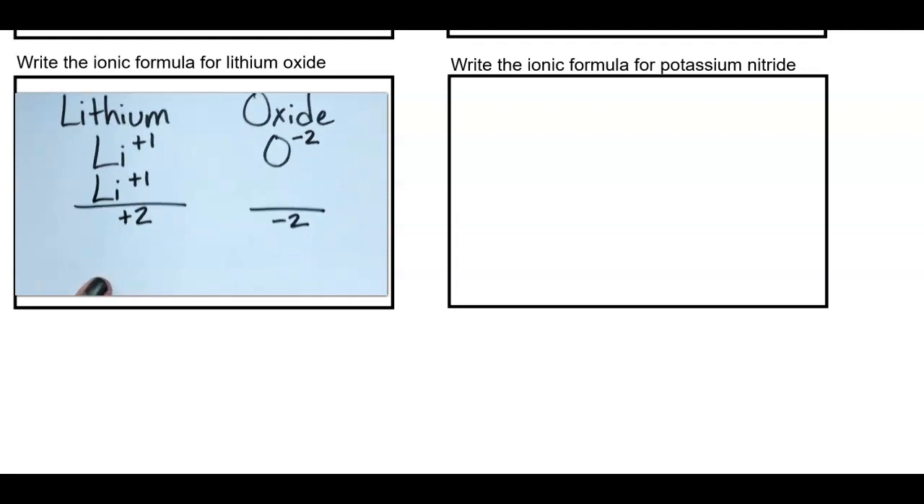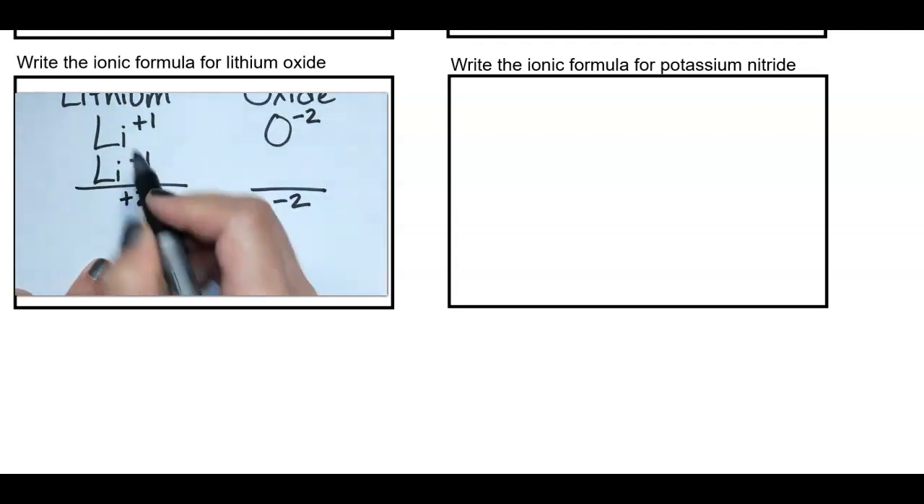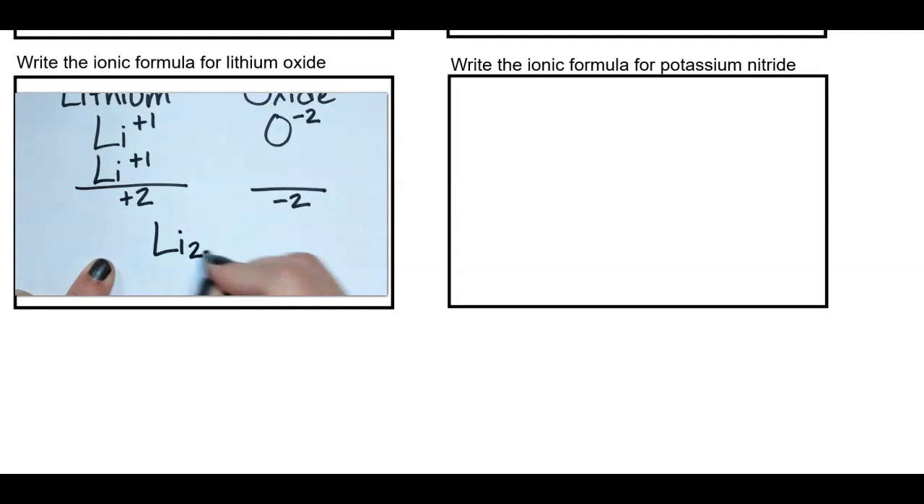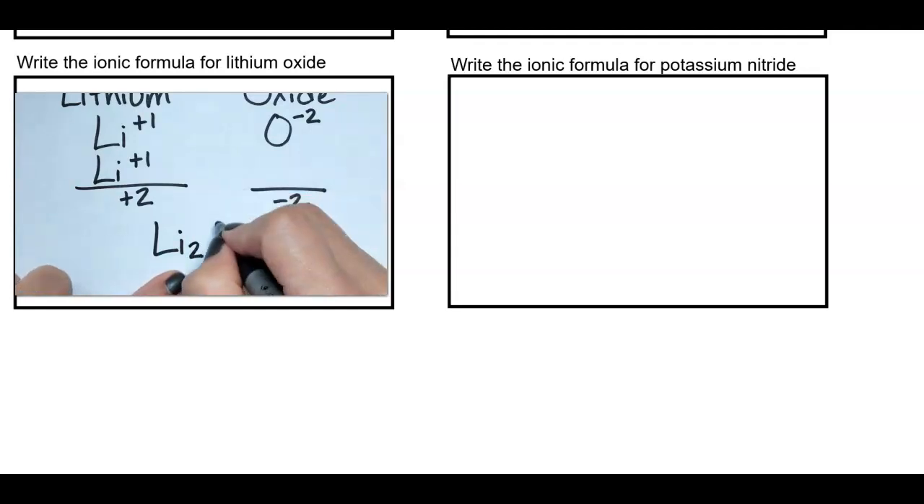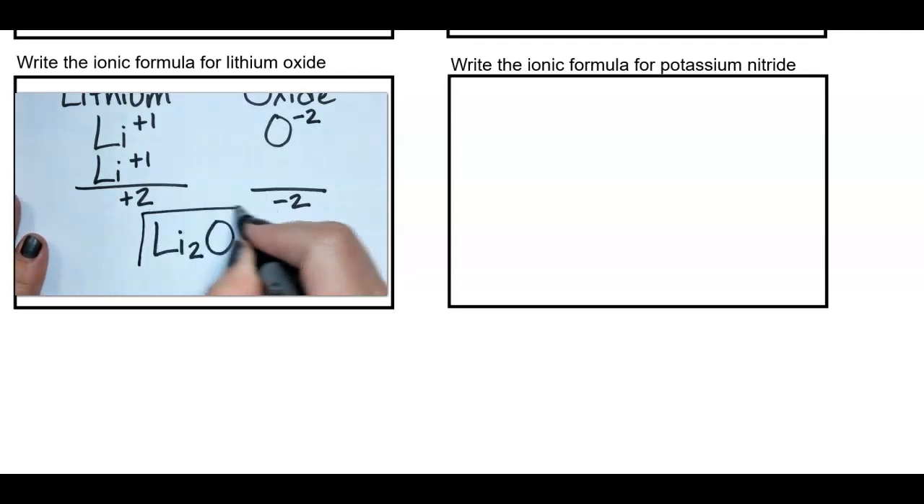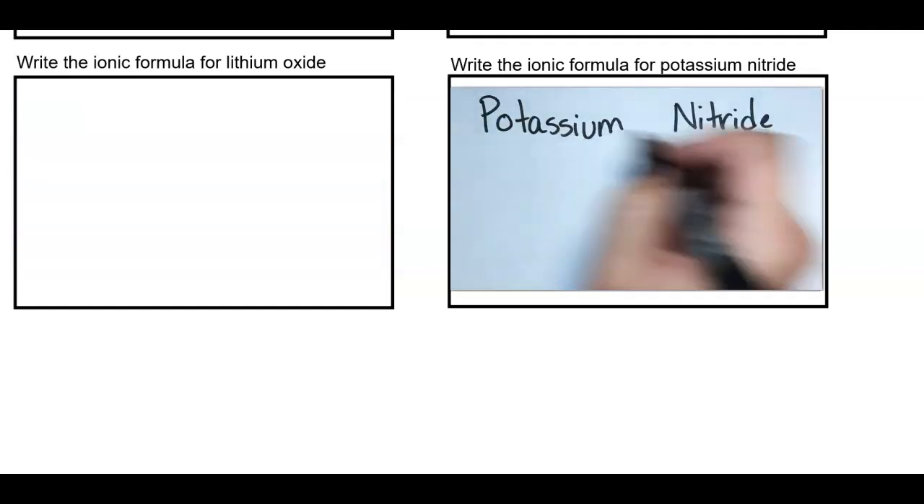And so the ionic formula is going to be comprised of 2 lithiums written as a subscript, and then just 1 oxide. Subscript of 1 is understood, we don't write it. So the ionic formula for lithium oxide is Li2O. Next example is potassium nitride.